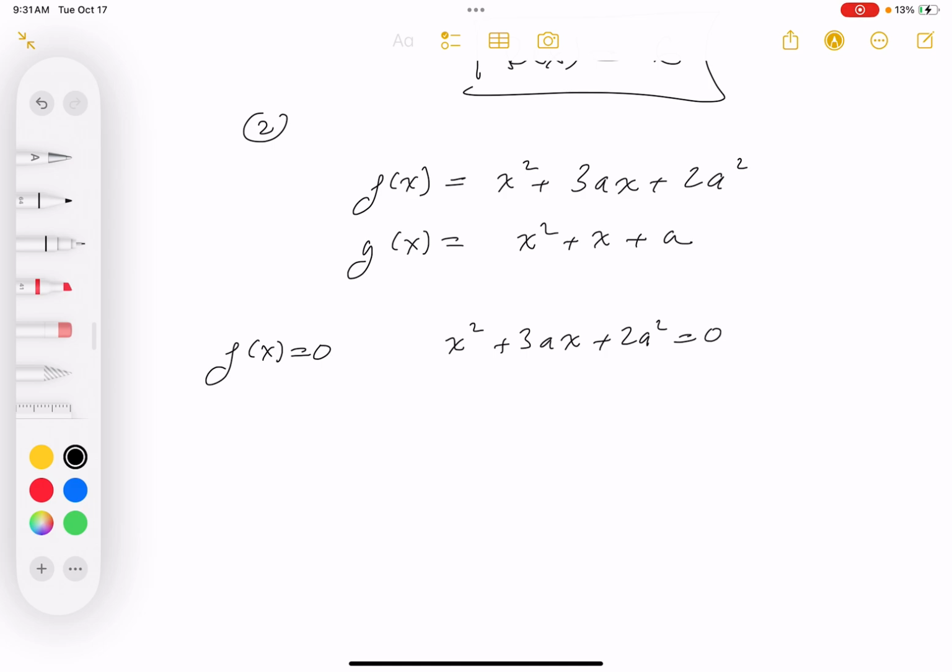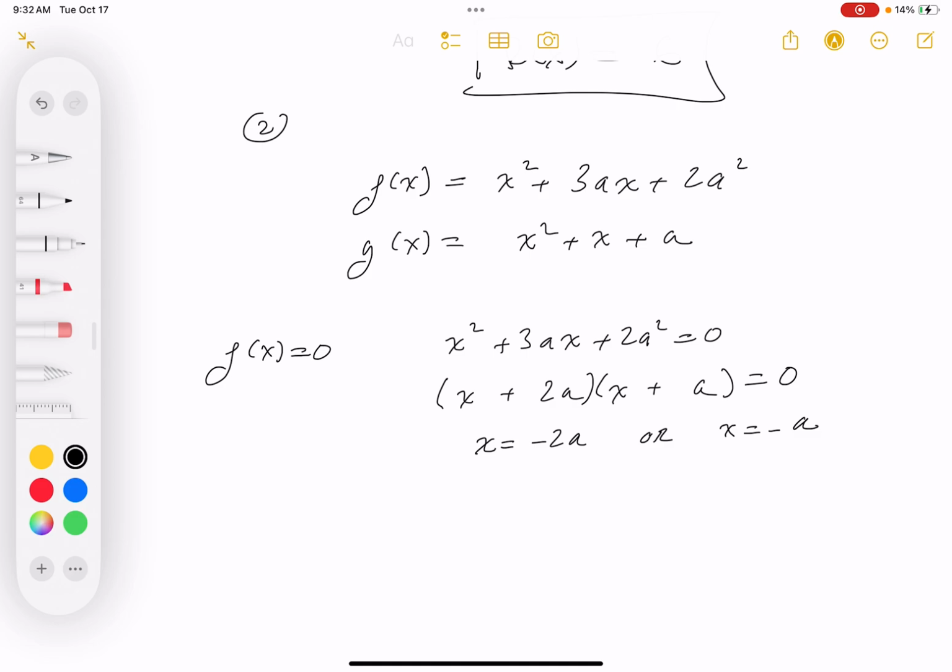And I think this is factorable, but let's give it a try. I'm going to say x and x. And then it looks like 2a and a. I'm going to say plus and plus. And let me see if that's true. You get x squared, you get 3ax, and you get 2a squared. So the roots of this polynomial, x is minus 2a, or x is minus a.